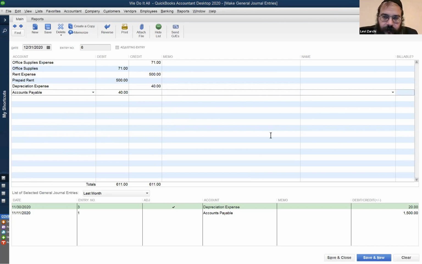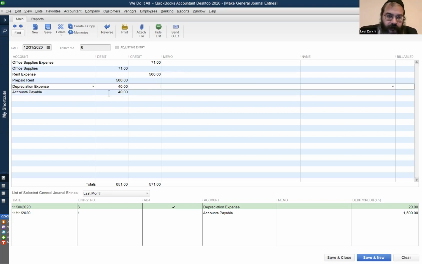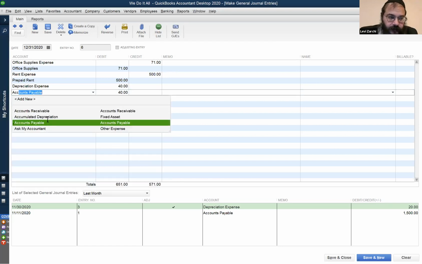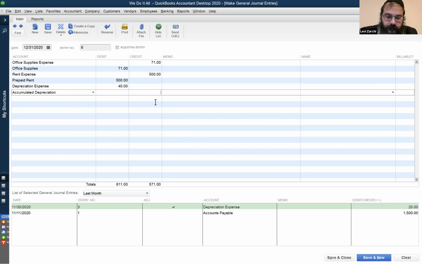This is the journal entry which we're going to make to close out the year. $71, $500. Where actually, this is the wrong side. Sorry, the depreciation expense is on the expense side. And this is accumulated depreciation. Accumulated depreciation is a credit. $40. Okay, so I took away two expenses and actually created a new expense of $40.